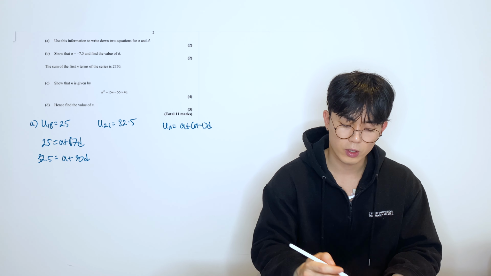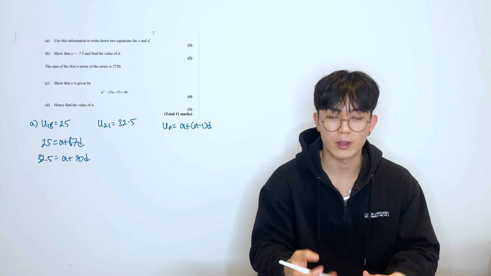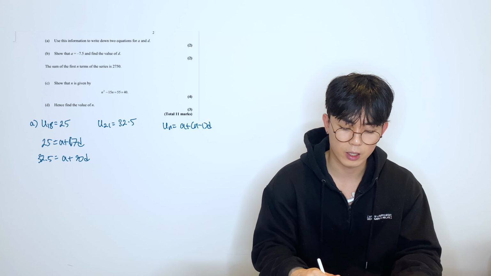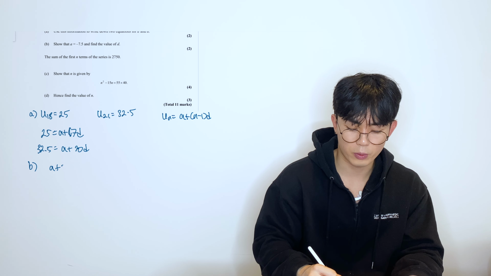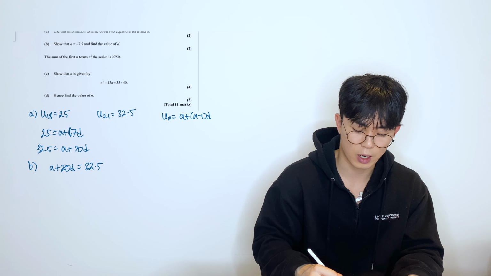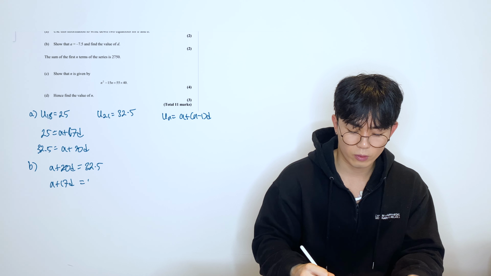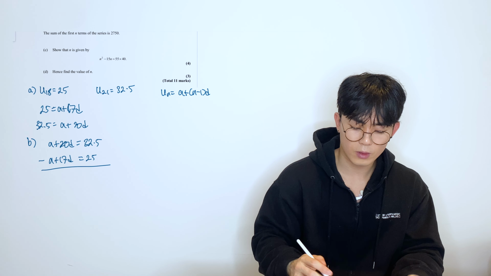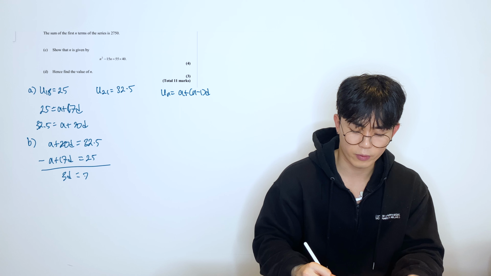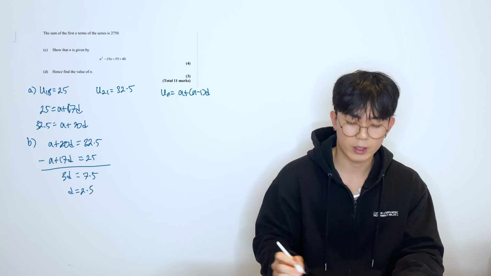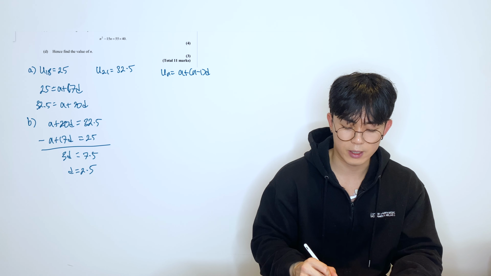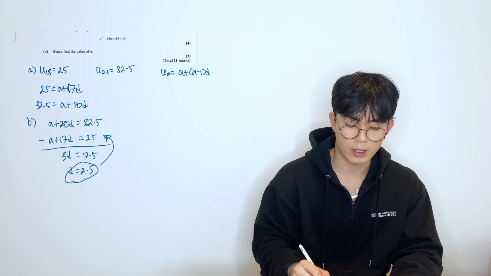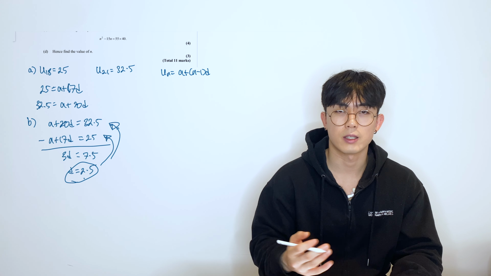Right, part B. Show that A is negative 7.5 and find the value of D. Right, so we found two equations in part A, right? So what we can do is simply, we can just do simultaneous equations because we have two equations and two unknowns. So I can just subtract it, meaning I get 3D is equal to 7.5, D is 2.5, like this. We need to show that A is negative 7.5, so I can just plug in this D value into either one of these equations, and I should get minus 7.5.